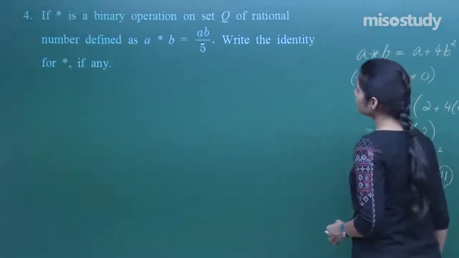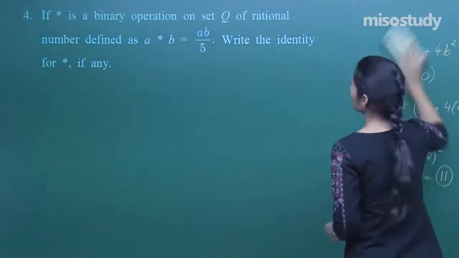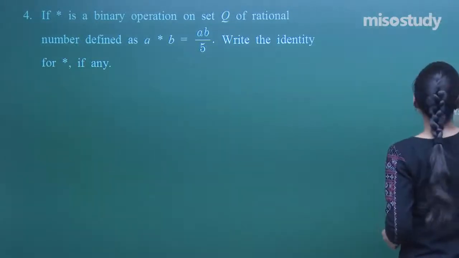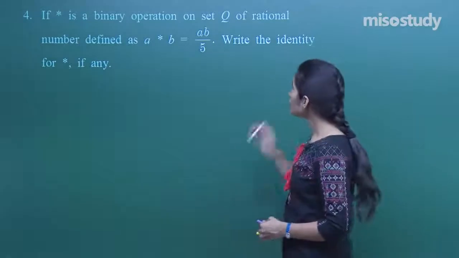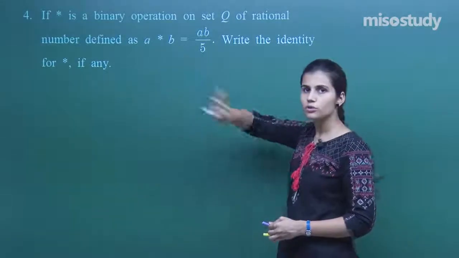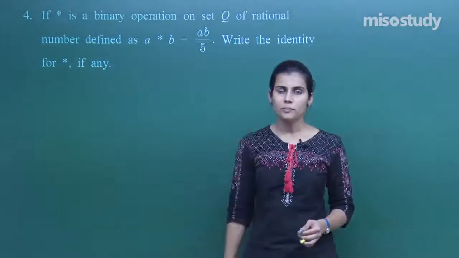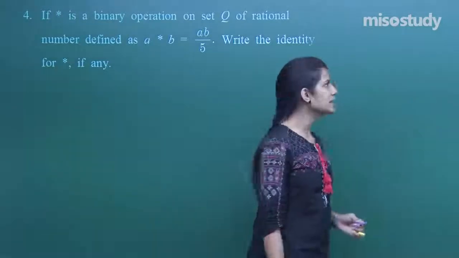If star is a binary operation on the set Q of rational numbers defined as A star B as AB by 5, write the identity element for star if any. Now they are already saying that this is a binary operation, so you don't need to verify it. Under this binary operation you need to talk about the existence of the identity element.